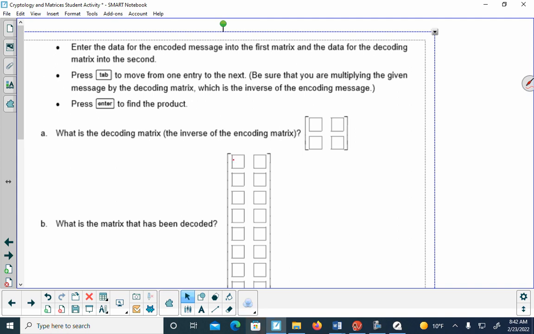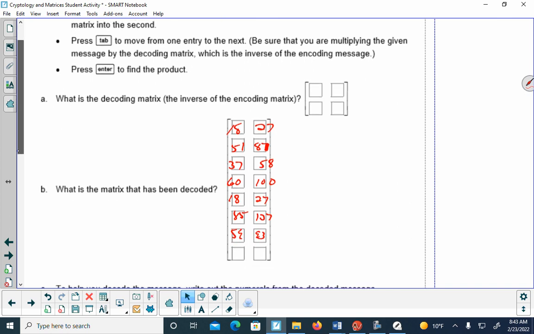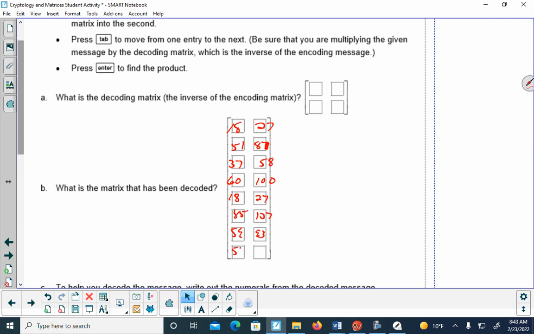So 18, 27, 51, 81, sorry, 81. I can't even read my own handwriting. 37, 58, 60, 118, 27, 85, 137, 59, 93, 51, 79. Now I'm going to multiply it by the decoding matrix.